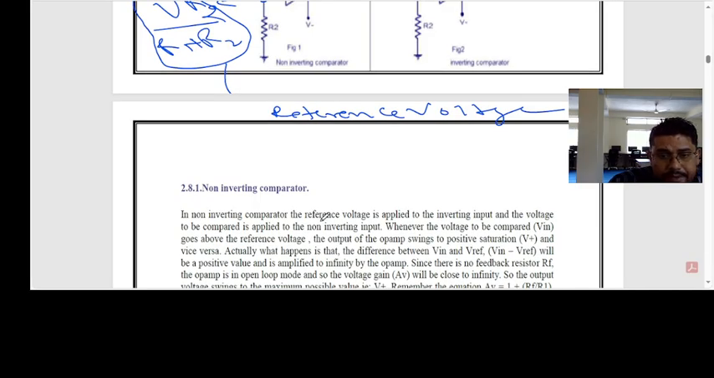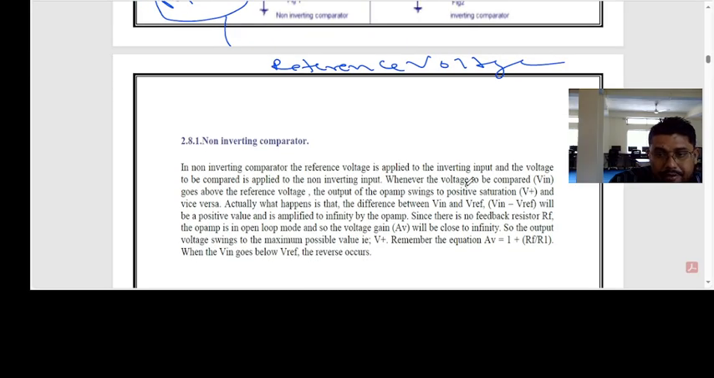In the non-inverting comparator, the reference voltage is applied to the inverting terminal, and the voltage to be compared is applied to the non-inverting terminal. When the input voltage goes above the reference voltage, whatever we have applied, the output of the op-amp swings positive and negative, vice versa. Actually, the difference between Vin and Vref will be a positive value and amplified infinitely by the op-amp, since there is no feedback resistor RF.